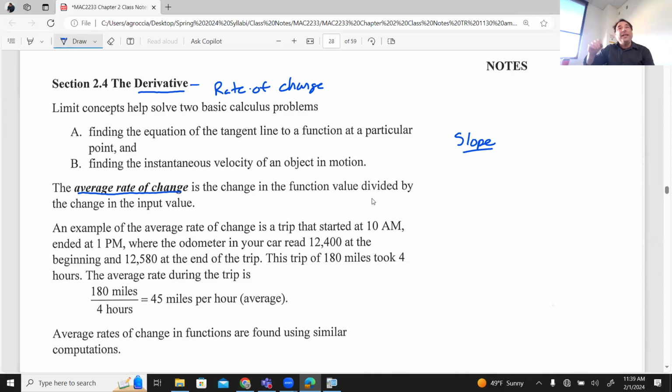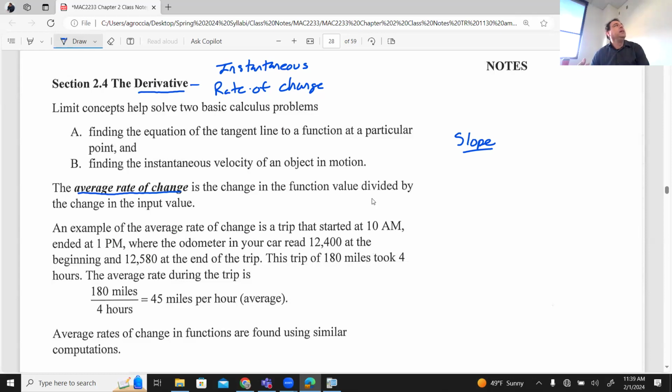Derivative is not from here to here. Derivative is instantaneous rate of change. It's the rate of change right now, not 1 hour to another hour. It's right now, this very second. How is it changing? And everything is about changing.